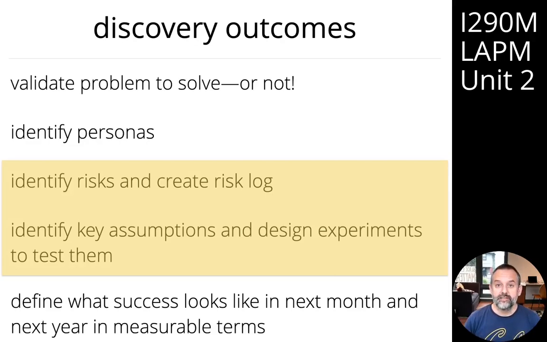So in Unit 2, Module 3, we're going to go a little bit deeper into a couple of things we talked about in the previous unit in the context of discovery workshops. Firstly, identifying risks and creating a risk log. And second, identifying key assumptions and designing experiments to test them.